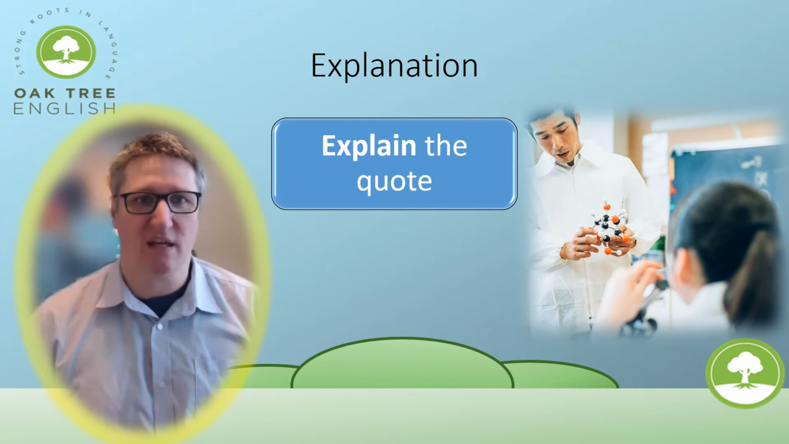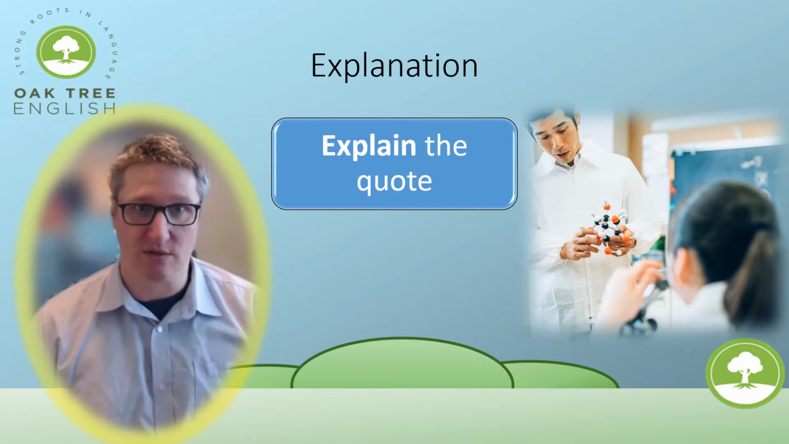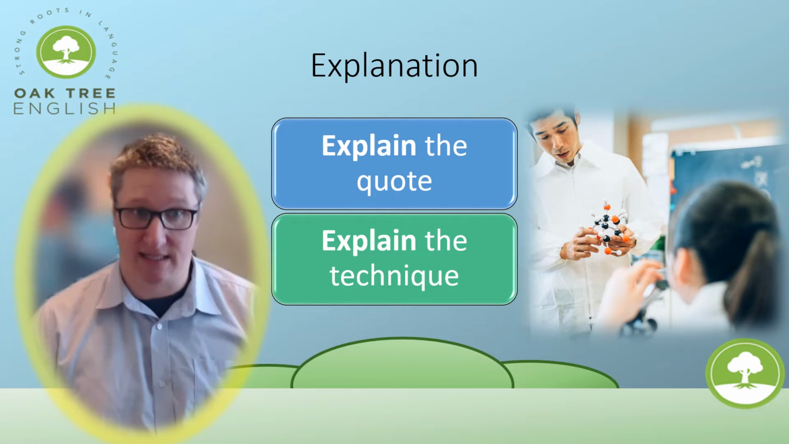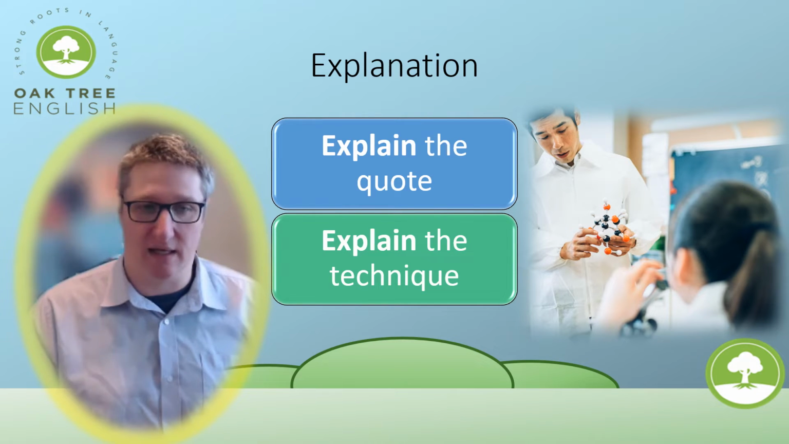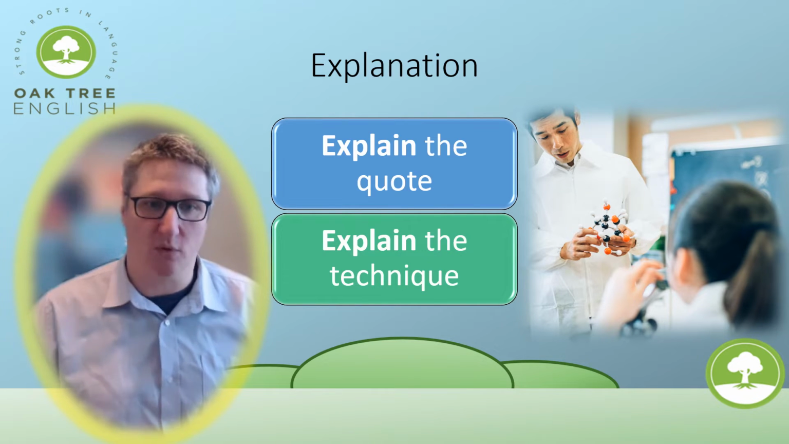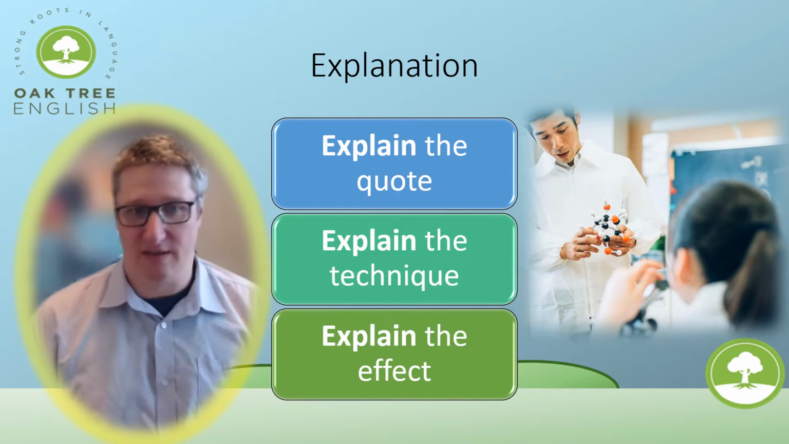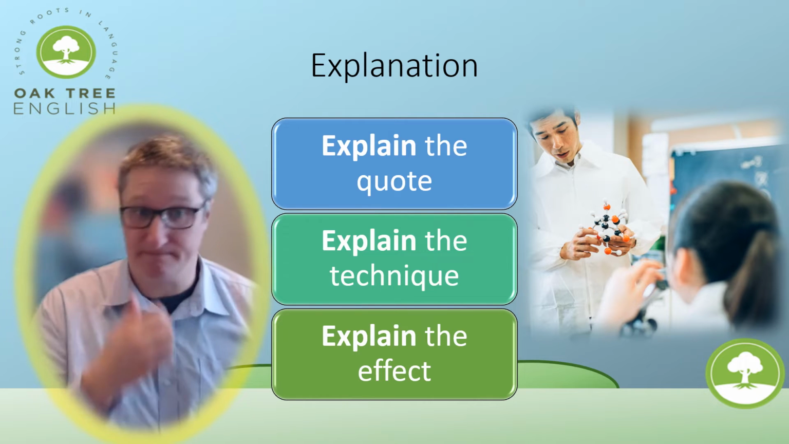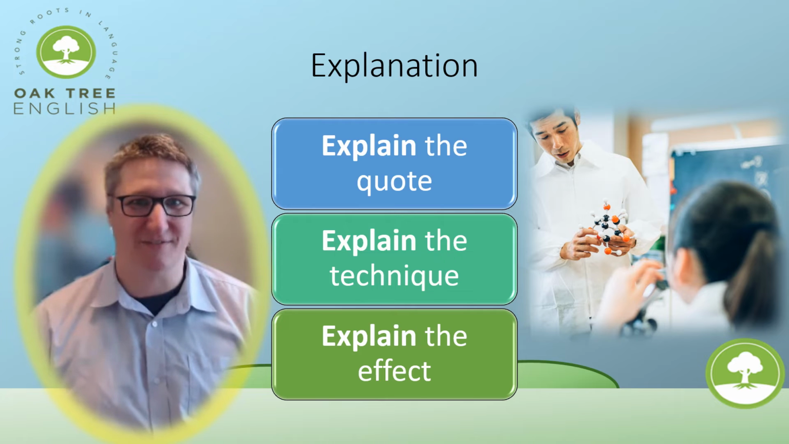You can explain the quote that you are using. You can explain the technique that this quote displays. This is things like metaphor, simile, alliteration, rhyme, all these sorts of things. And you can also explain the effect that this quote has on the reader. And that's how you write a P paragraph.